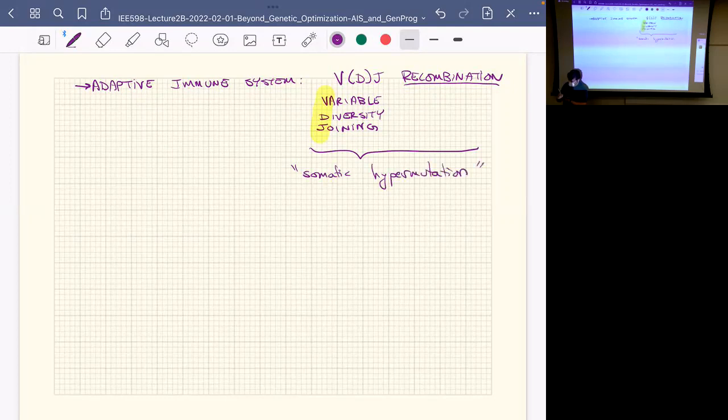And so somatic just means it's a body cell, it's not a sex cell. And hypermutation means way more variation than you would expect to get through other normal mechanisms. And so in the normal process, this is, I guess I'll put it this way, nature's random number generator.